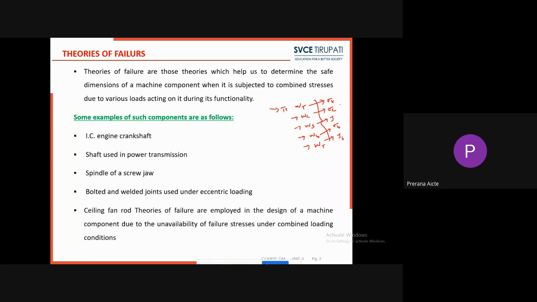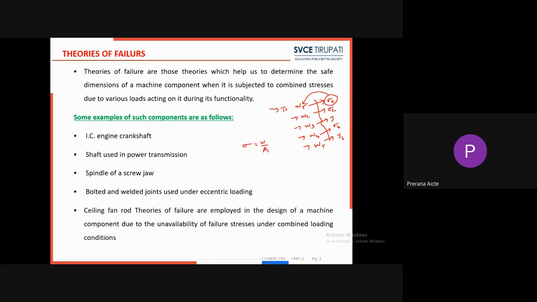That means the stress purely depends on the type of load applied on a given component. Is it right or wrong? Yes, sir. So what is the stress formula? Stress is equal to load by area. Yes, load by area.